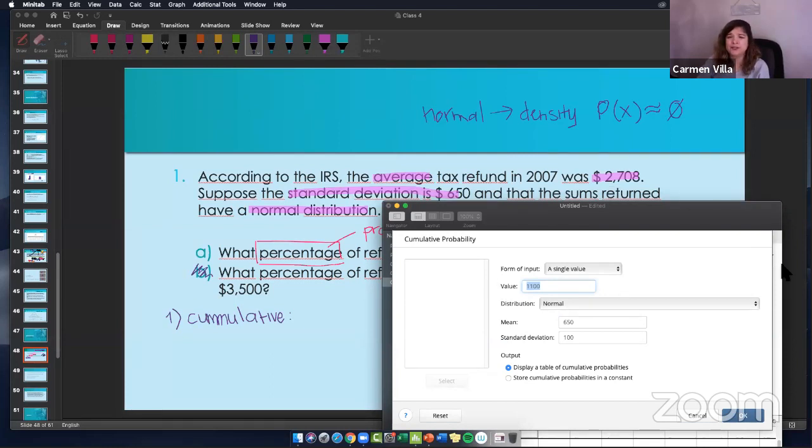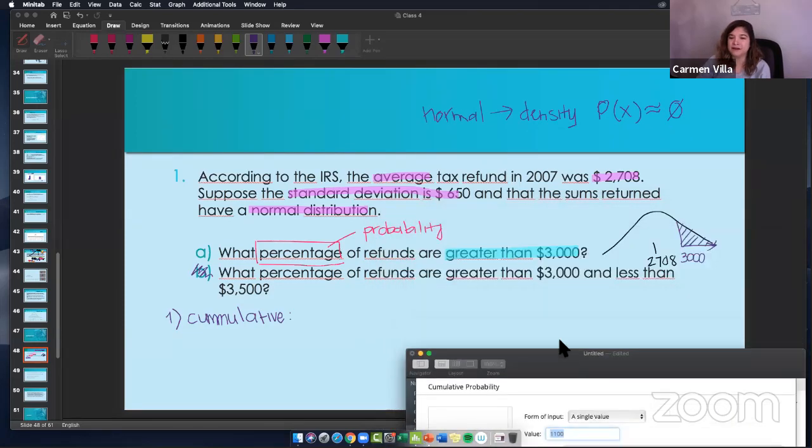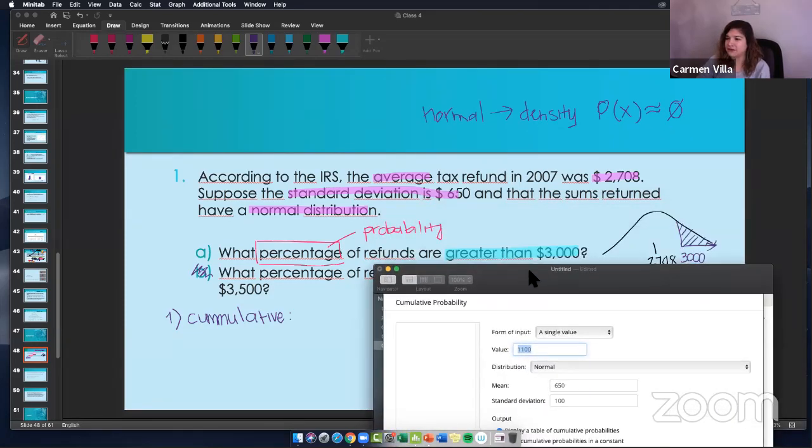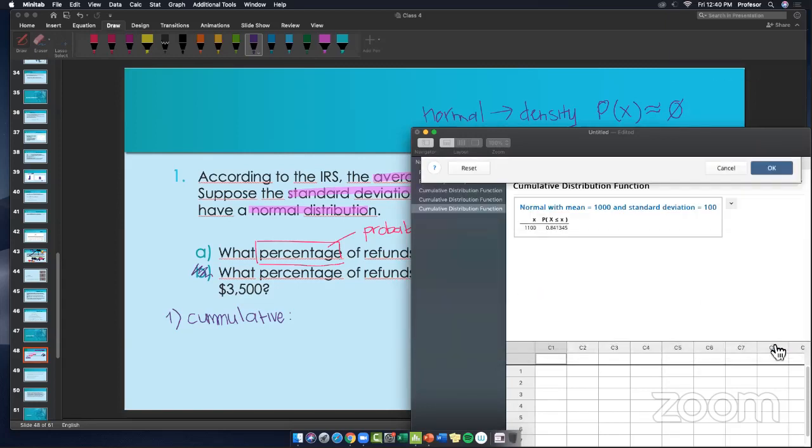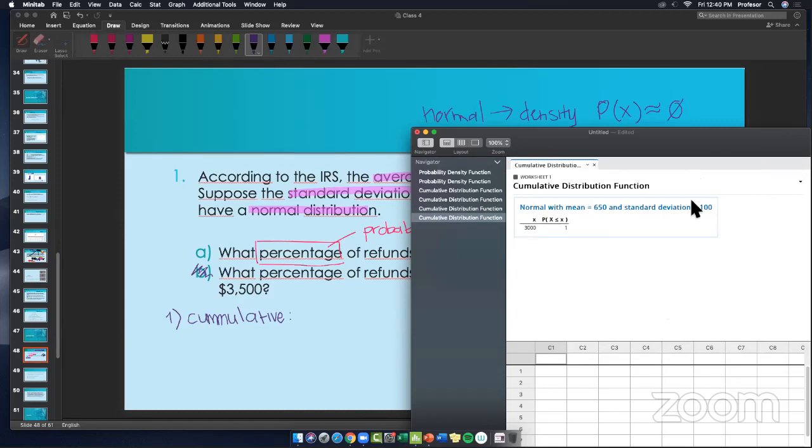Caro, which value are we gonna be testing for this part? They're asking it to be greater than 3,000. The 3,000. We don't subtract, we don't add, we exactly put the 3,000. Yes, class? Teacher, ¿por qué normal, teacher?